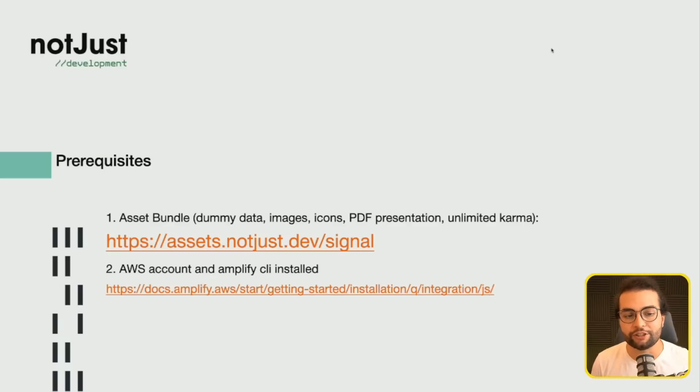So, if you are planning to follow along, which I highly recommend, don't just watch this video, but try to actually do it yourself, you'll need a couple of things. First of all, you'll need the asset bundle, which contains the dummy data, images, this PDF presentation, and much more. And you can get it on assets.notjust.dev/signal. The link you can find in the description below. And what else? You will need an AWS account and Amplify CLI installed because our backend is using Amplify.